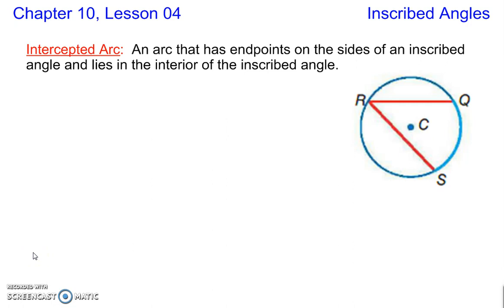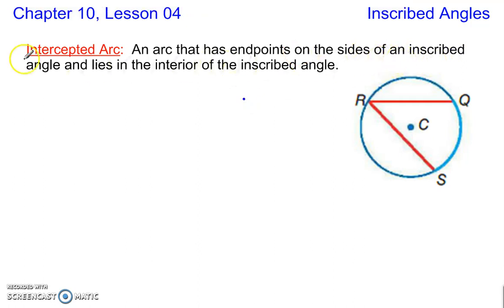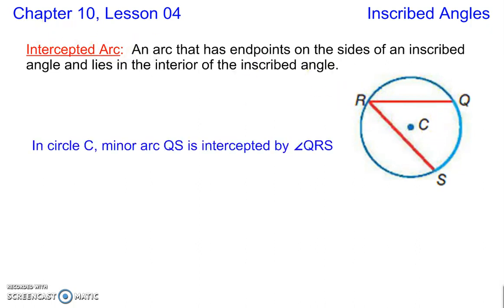Next, an intercepted arc is an arc that has endpoints on the sides of an inscribed angle, and the arc lies in the interior of the inscribed angle. Here we have that arc. The endpoints lie on the sides of the inscribed angle. That's the intercepted arc. So in this circle, the minor arc QS is intercepted. This angle intercepts that arc right there.